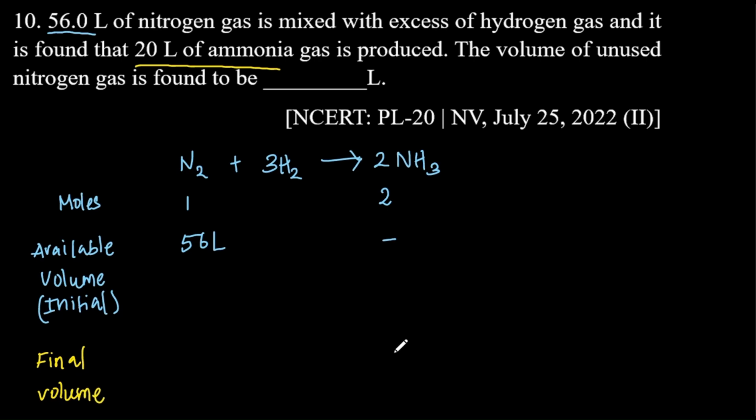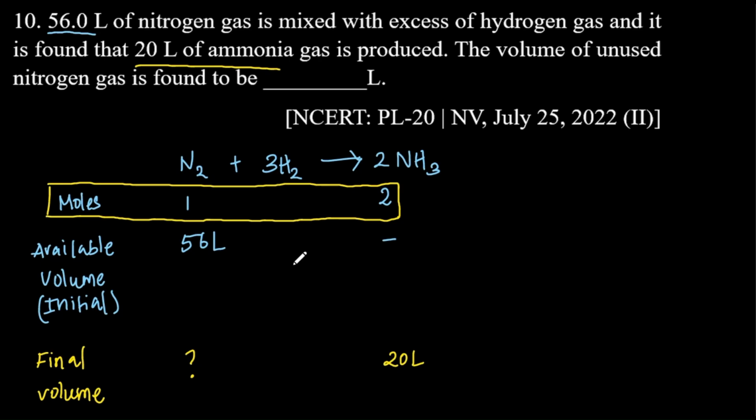Final volume, 20 liters of ammonia is formed. And how much volume of N2 is remaining? You have to find that. So for this, we can use the stoichiometric coefficient. So from the stoichiometric coefficient, if we tell in terms of volume, 1 liter of N2 gas gives 2 liters of NH3.